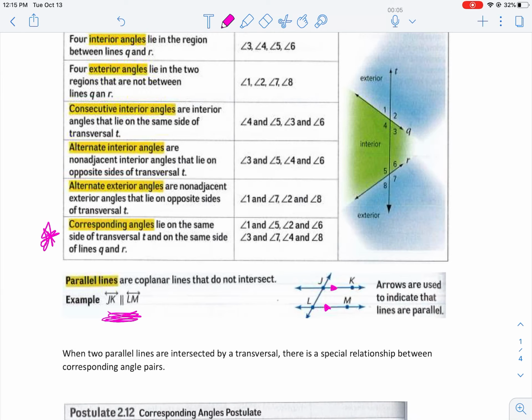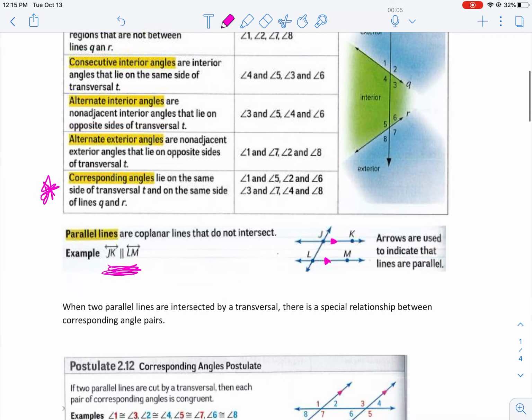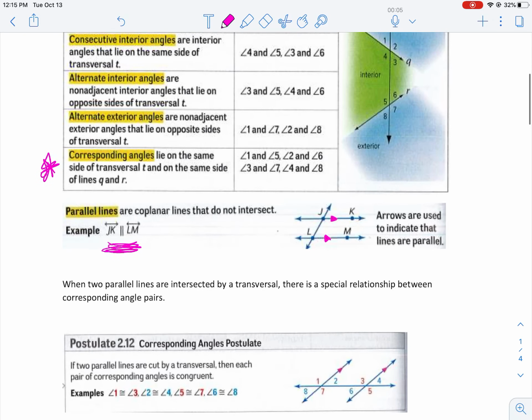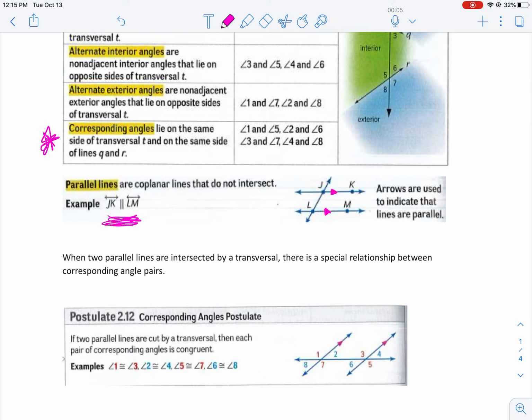Remember, in geometry, we can't assume anything unless we've already proven it or they've given it to us in some sort of theorem. We're going to be going through a lot of those. Down below, you'll see our first postulate. It says that when two parallel lines are intersected by a transversal, there is a special relationship between the corresponding pair angles, which is what I left out up top. So let's talk about those.